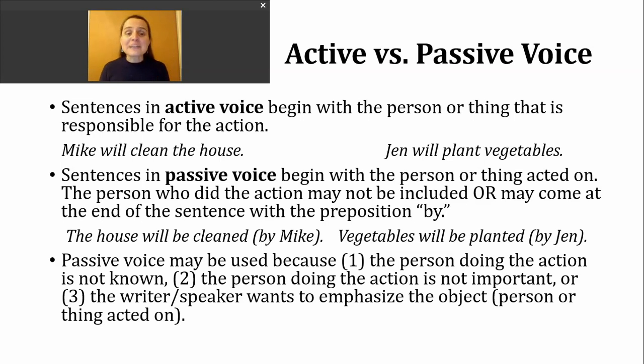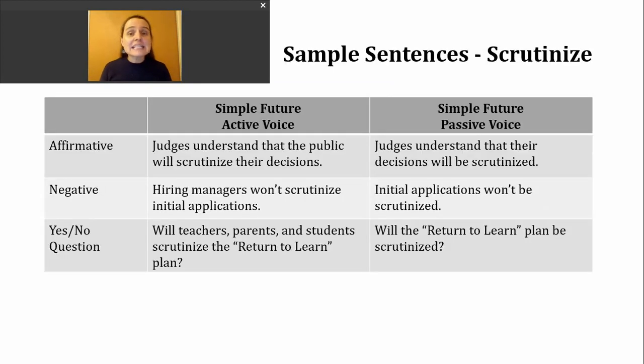Or a third reason is that the writer or speaker really wants to emphasize the object, the person or thing that is acted on. They want our attention to focus there and not be worried about who's doing it. So let's continue practicing simple future with our verb of the day, scrutinize. We'll compare active voice to passive voice.